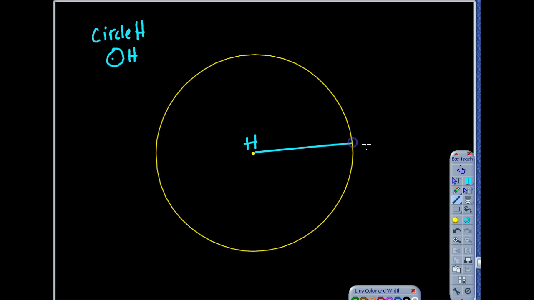So it's a segment that goes from the center to a point on the circle. So this would be our radius. All right. And what's another thing we had? We talked about the diameter.